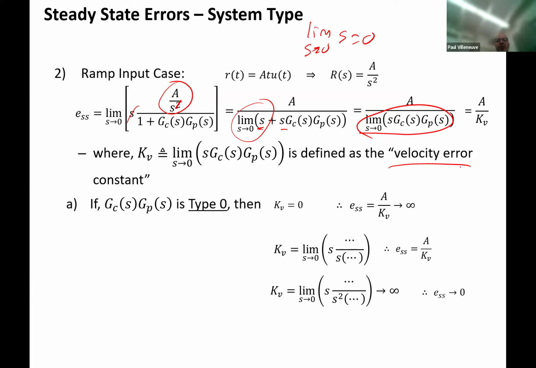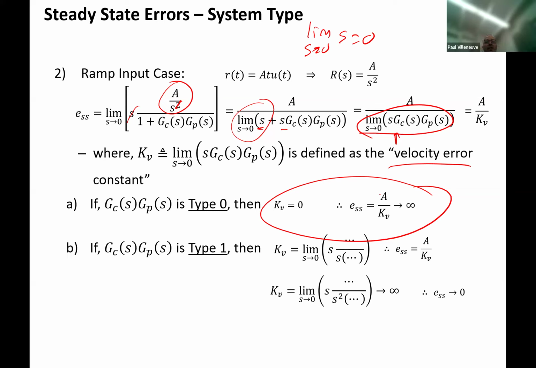So if it's a type 0 system, then I can see that my K sub V term is going to be equal to 0, right? Is that a good thing? K sub V being equal to 0? Sounds like a good thing, except the error is A divided by K sub V. A number divided by 0 is infinity, right? As steady state error is infinity. What I want and what I got are going to continue to separate for a type 0 system.